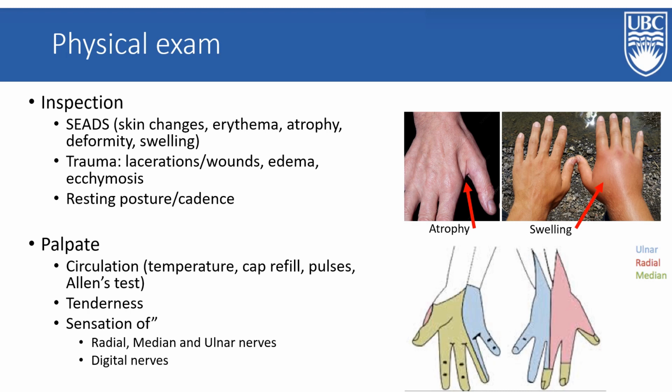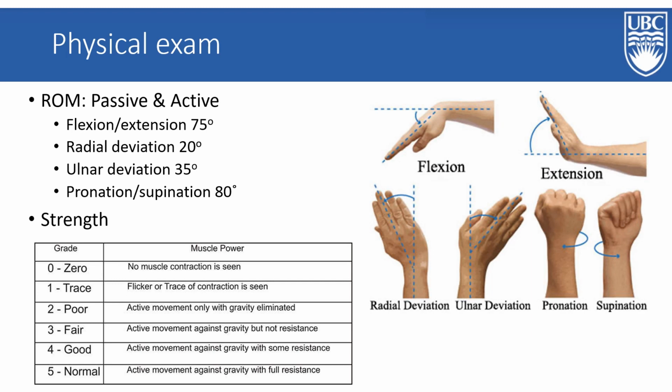It is also important to note the resting posture and finger cadence. Next, assess the vascular status, including the radial and ulnar pulses, skin temperature bilaterally, and capillary refill. An Allen's test can be performed to assess for an intact carpal arch. Then, palpate for tenderness to localize the pathology. Then test for sensation in the median, ulnar, and radial nerve distributions, as well as the median and radial digital nerve sensation. Then assess the patient's passive and active range of motion of the wrist, including flexion, extension, radial and ulnar deviation, and pronation and supination.